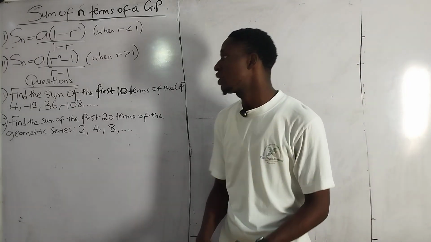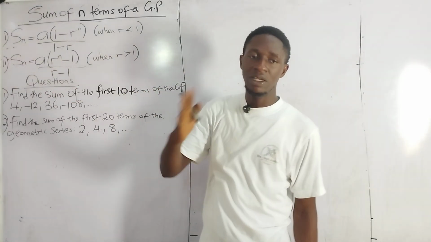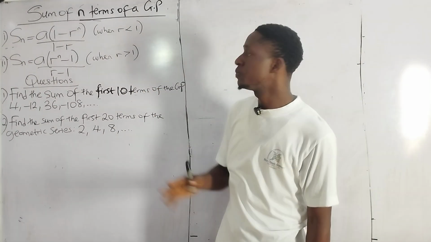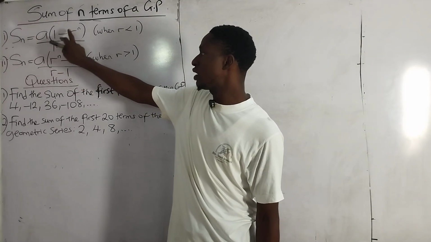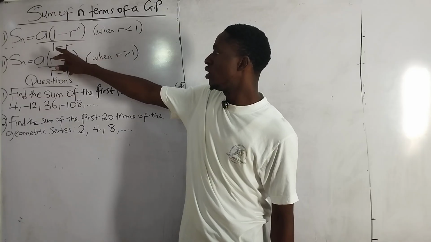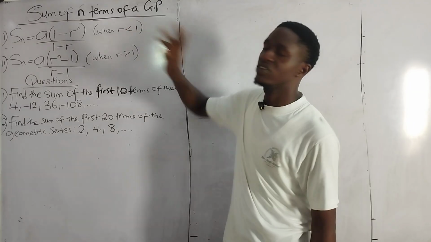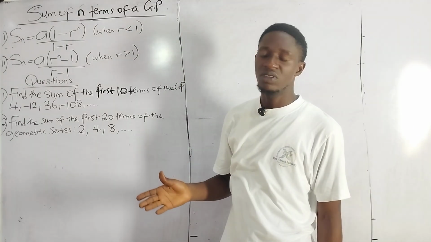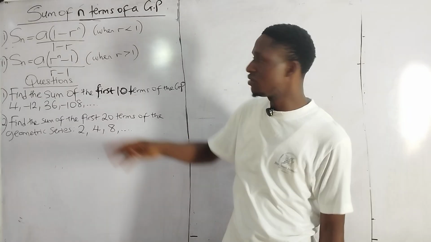You can see we have two formulas there. There are two formulas that we are going to be using, and it depends on the value of the common ratio. So the first one is S_n is equal to a(1 - r^n) all over 1 - r, and you can use this when the common ratio is less than 1. Less than 1 means that once you have from 0, minus and negative, this is the one to use.